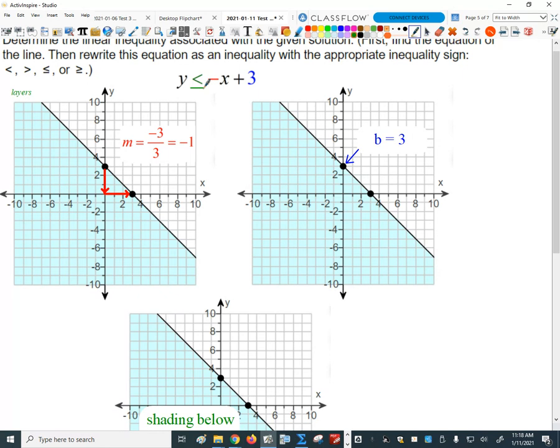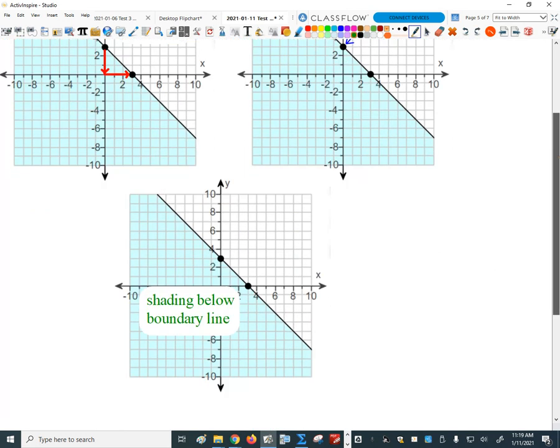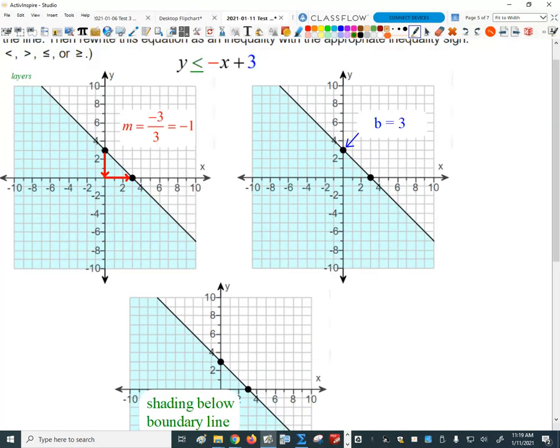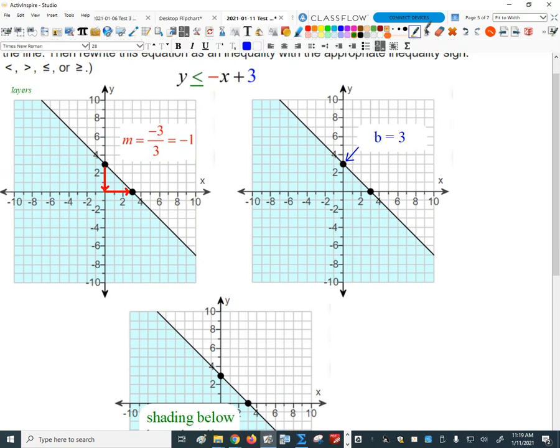Now, for our notes, I've color-coded this, so this ought to make good sense here, right? So we know that the y-intercept is b. That's the blue part of our inequality. The slope is the red part. And the fact that we're shading below a solid boundary line is the green part, right? That gives us the inequality part. Okay? Give me 1 to 5. Okay, very good.